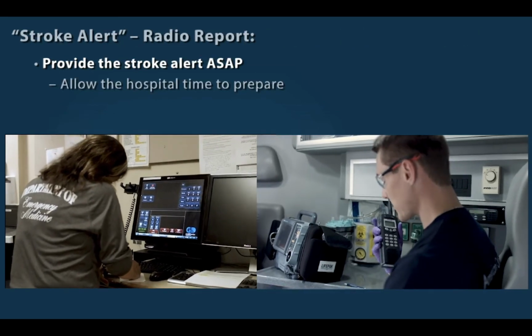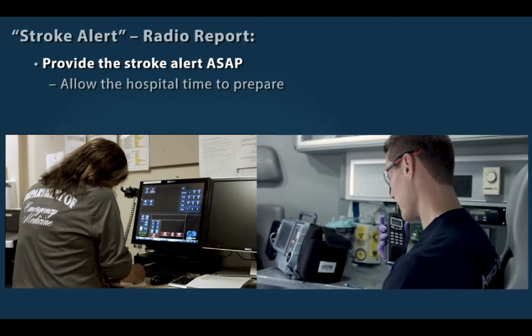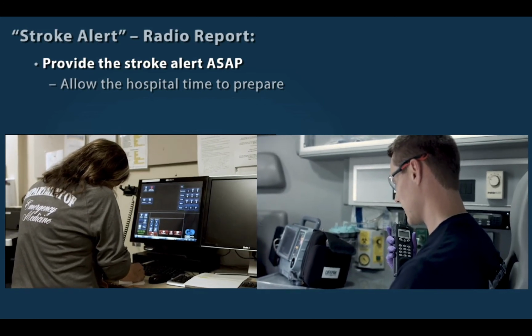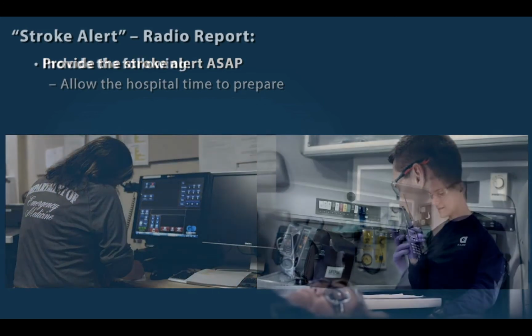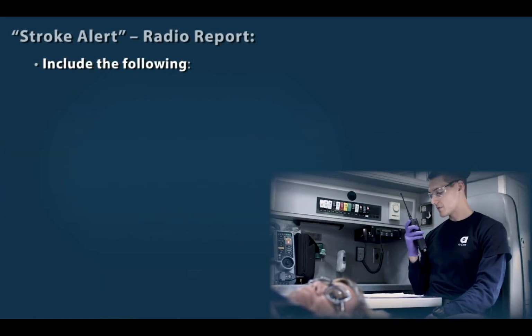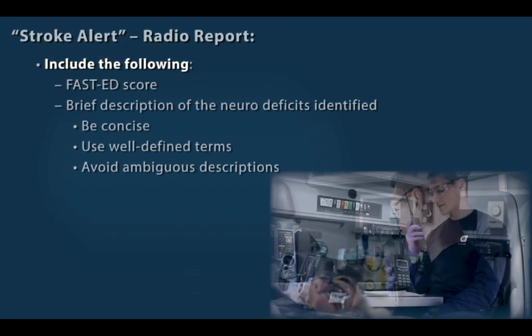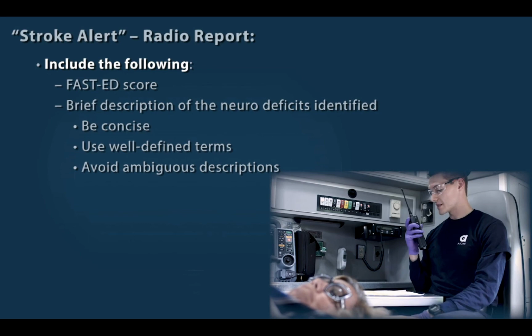Provide your radio report to the receiving stroke center as soon as possible. Early stroke notification allows adequate time for the stroke team to mobilize and prepare for the stroke patient's arrival. A pre-hospital stroke alert should contain the following key information: a FAST-ED score, a brief description of the patient's neurological deficits identified during the stroke assessment.